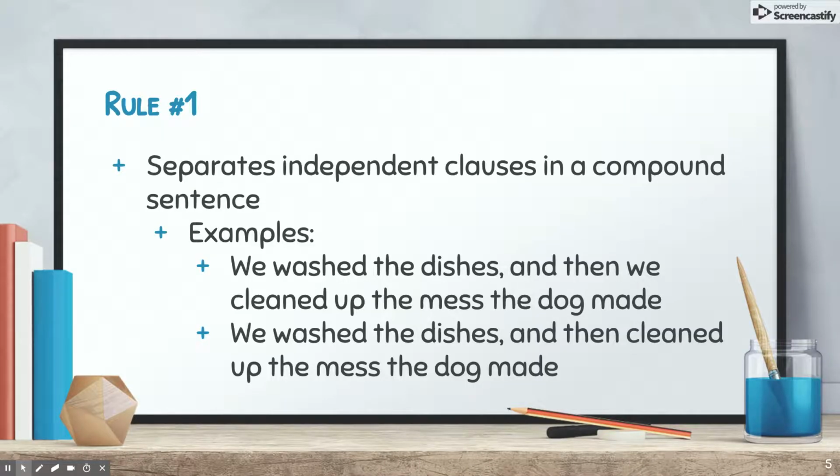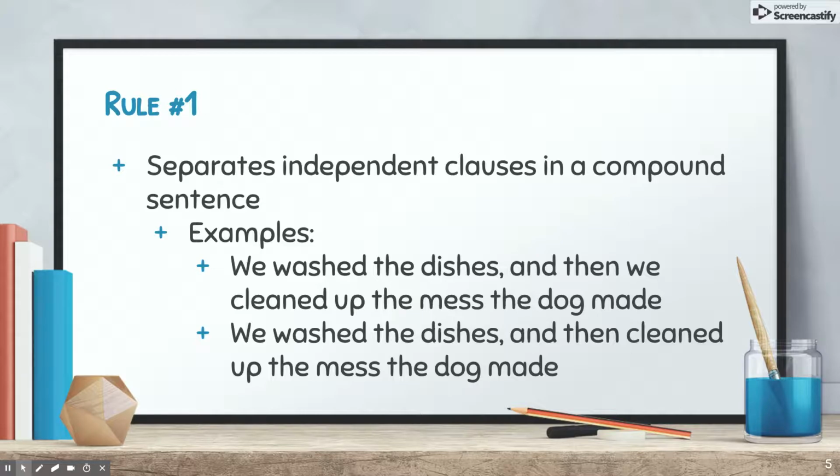So for rule number 1, a comma separates independent clauses in a compound sentence. So what is an independent clause? An independent clause is a sentence with a subject and a verb that can stand on its own. For this particular rule, I'm going to be providing 2 examples and explain which one is correct and which one is incorrect and why.